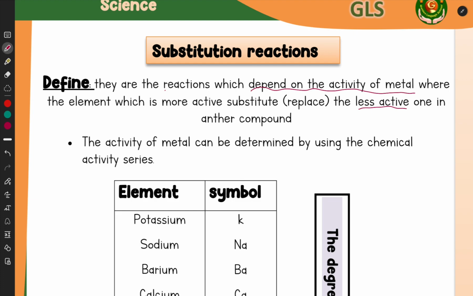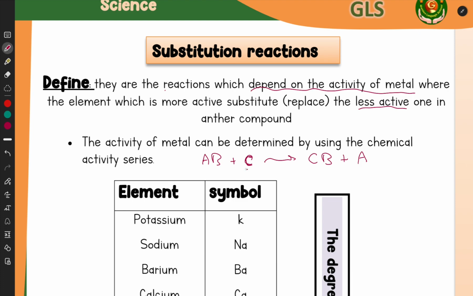Like what? Like if we have some example like AB, this is a reaction called AB, adding it to C. For example, this is anything, whatever. So when we add them together, C is more reactive than A, so C replaces A, so the result will be CB and get rid of A. This is an example of substitution reaction.